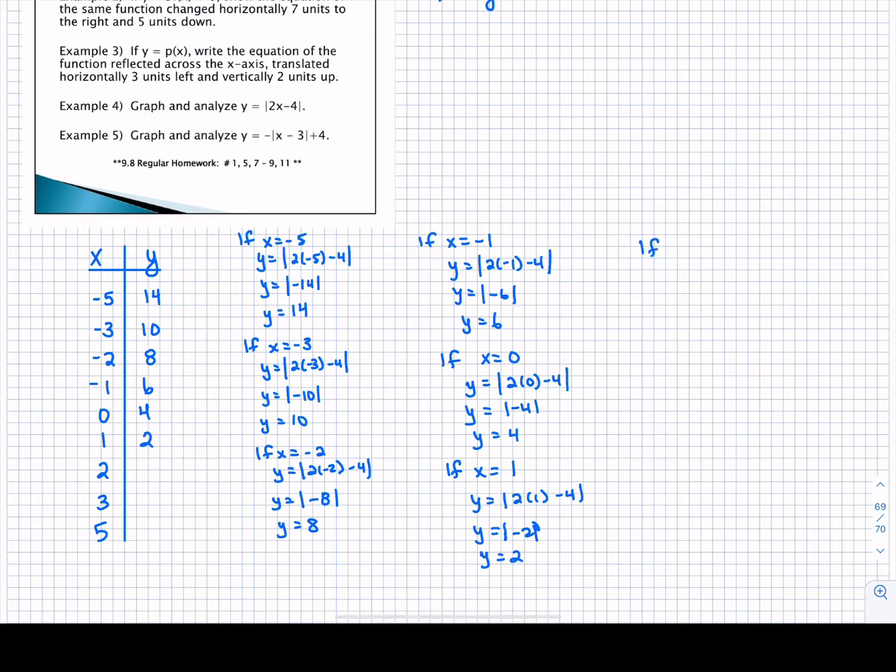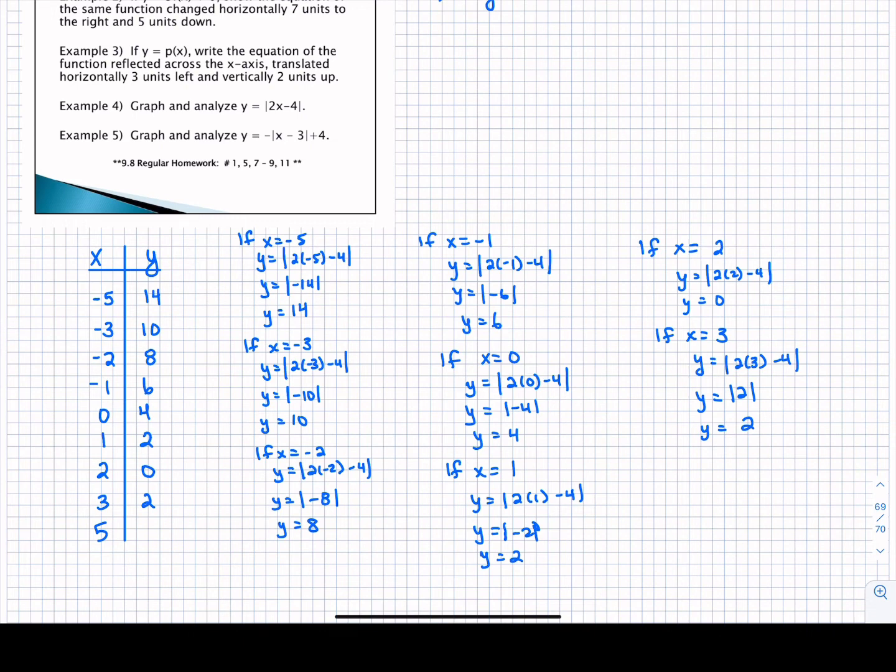If x were equal to positive 2, then we have y equals absolute value of 2 times 2 minus 4. Essentially, 4 minus 4 is 0, and the absolute value of 0 is also 0. That's significant because that's an x-intercept. So if we choose x equals 3, then we have y equals absolute value of 2 times 3 minus 4. So y will equal 6 minus 4 inside is 2. Absolute value of 2, of course, is positive 2.